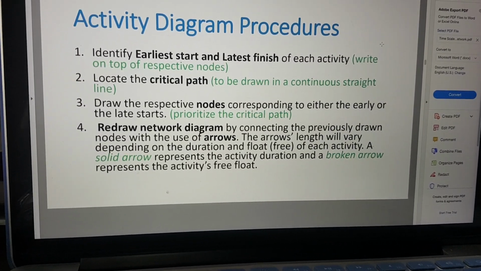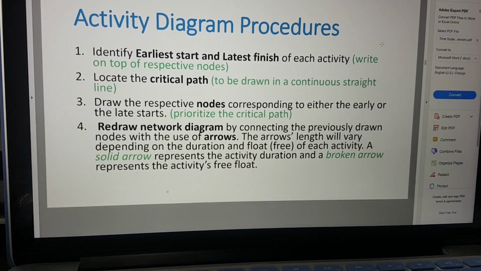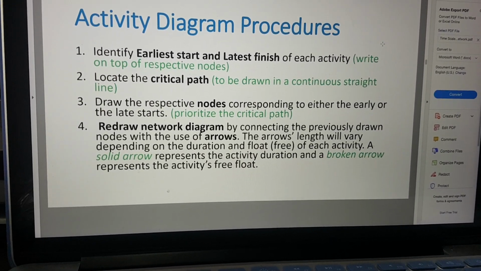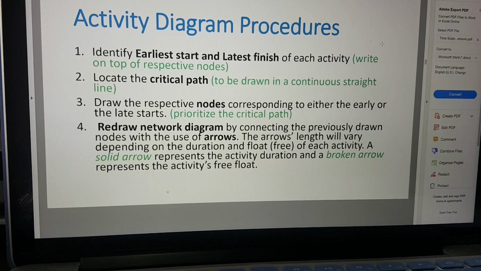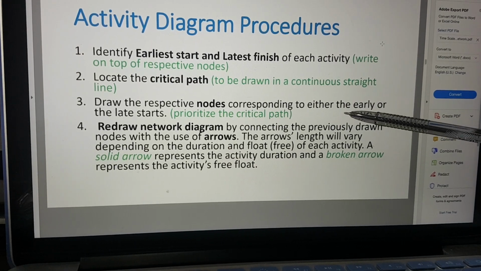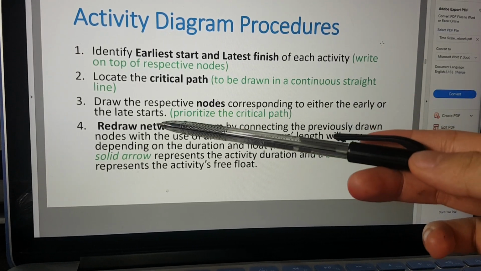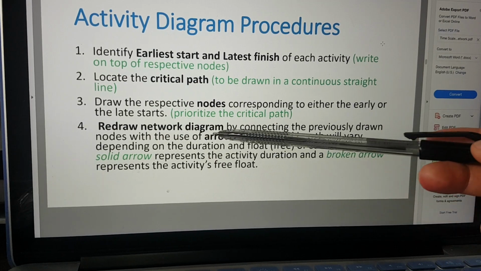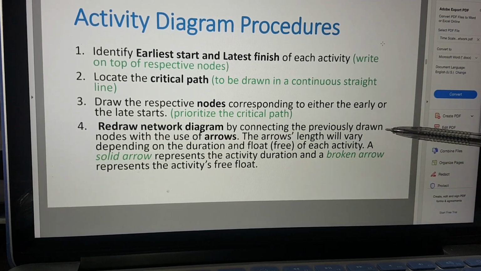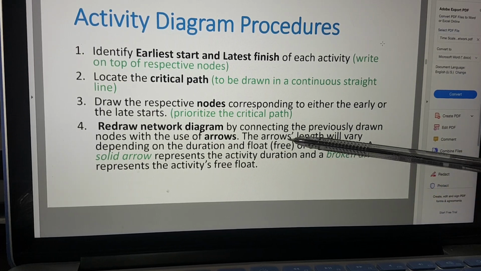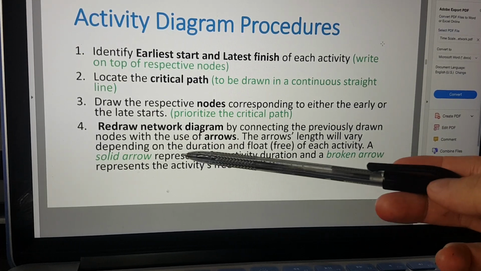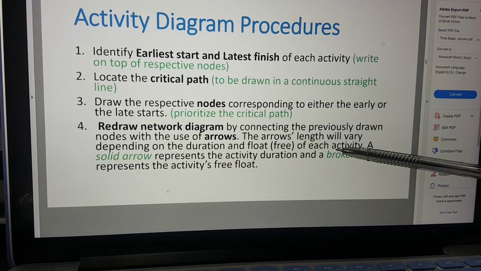So for the procedure, number one, identify the earliest start and the latest finish of each activity. Number two, locate the critical path. Number three, draw the representative nodes corresponding to the early or the late starts. And number four, redraw the network diagram by connecting the previously drawn nodes with the use of arrows. The arrows' length varies depending on the duration and float of each activity.